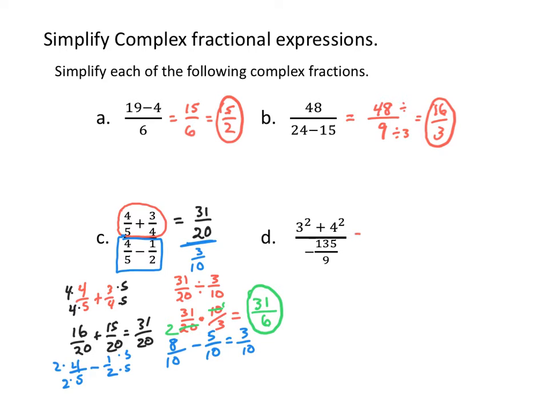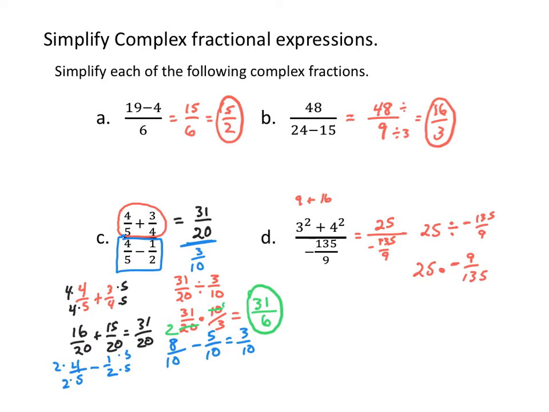In the numerator, we have 3 squared plus 4 squared. All right, well, let's do the math. 3 squared is 9, 4 squared is 16, 9 plus 16 is 25. Over negative 135 over 9. So I'm going to write this as a division problem. 25 divided by negative 135 over 9, which is now 25 times the reciprocal, still negative, 9 over 135.